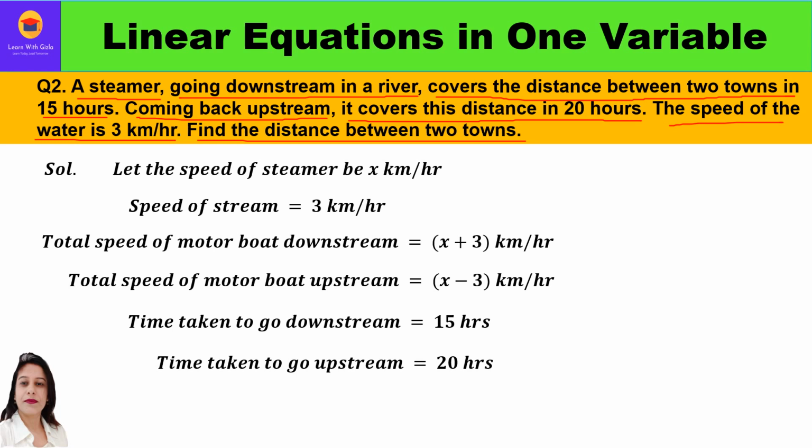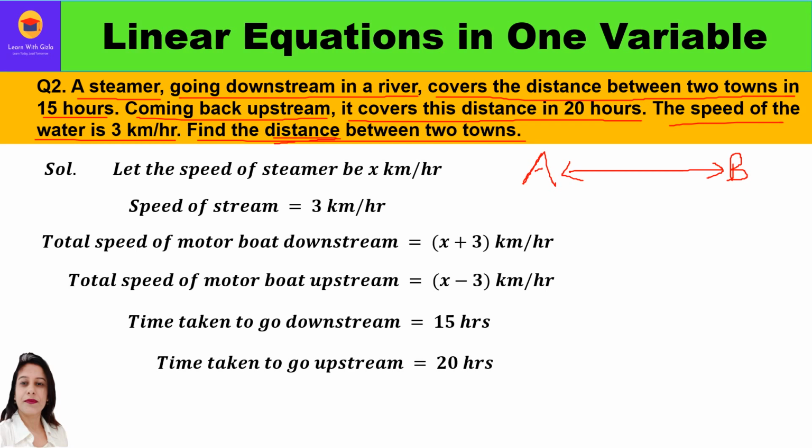Now over here we have to find the distance between two towns, whereas in question number 1 we had to find the speed of the steamer or the motor boat. Now over here also we will find the speed of the steamer, because without that we cannot find the distance. Now let us assume there are two towns A and B, and the distance between them of course will be same whether you go downstream or you come upstream.